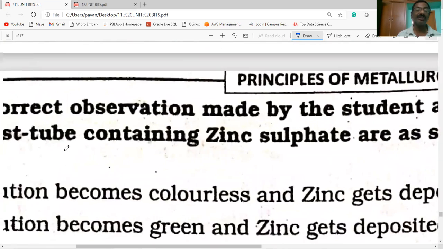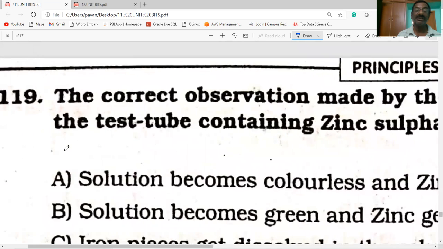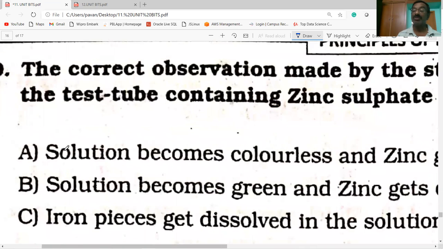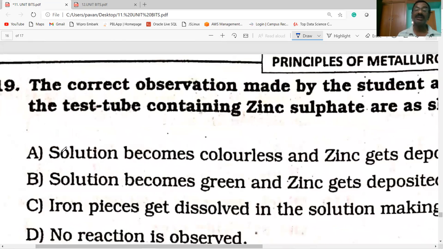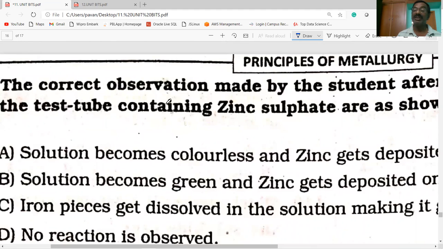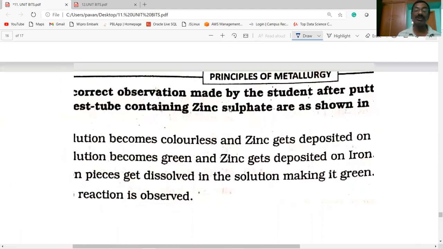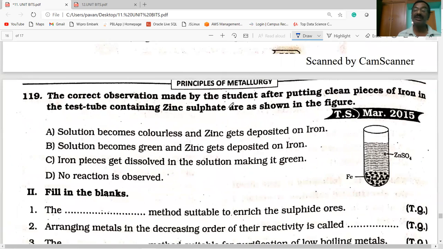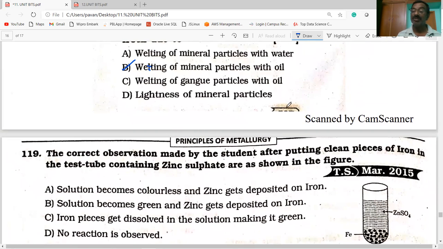Next, today's last question on the screen. The correct observation made by the student after putting clean pieces of iron in the test tube containing zinc sulfate as shown in the figure.